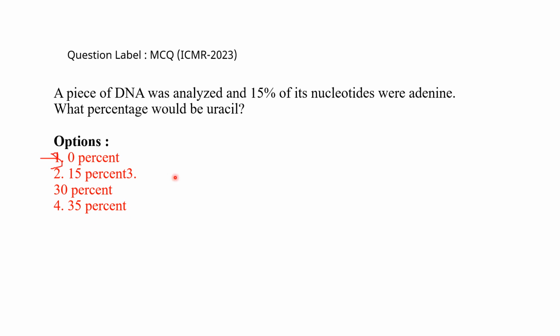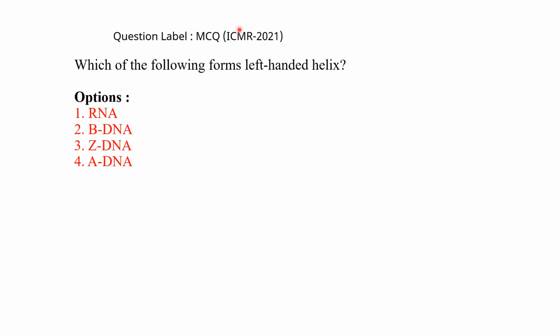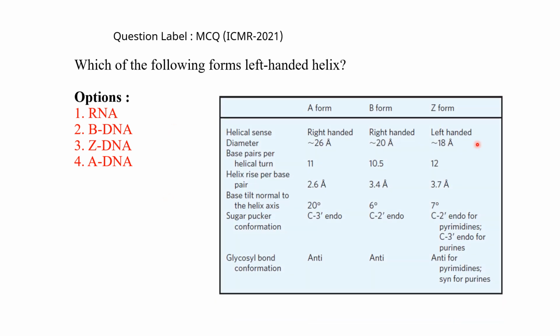Now, second, which was asked in ICMR 2021: which one of the following forms the left-handed helix? If you remember the earlier table which we saw, the left-handed helix is only and only in the case of Z DNA. The B form and A form have right-handed helical sense. So here our answer should be only the Z form of DNA.